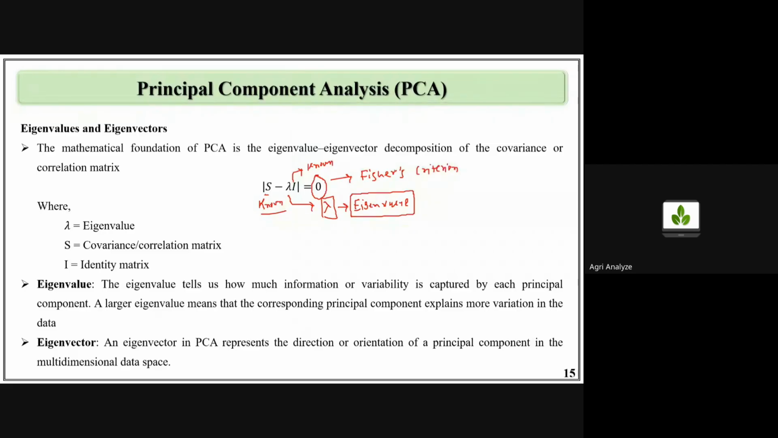This is very difficult in mathematical form, but I explain it in an easy, basic way. We equate this equation to 0 and we get the matrix of lambda. Here I explain what an eigenvalue and what an eigenvector is. A single eigenvalue is a single value.